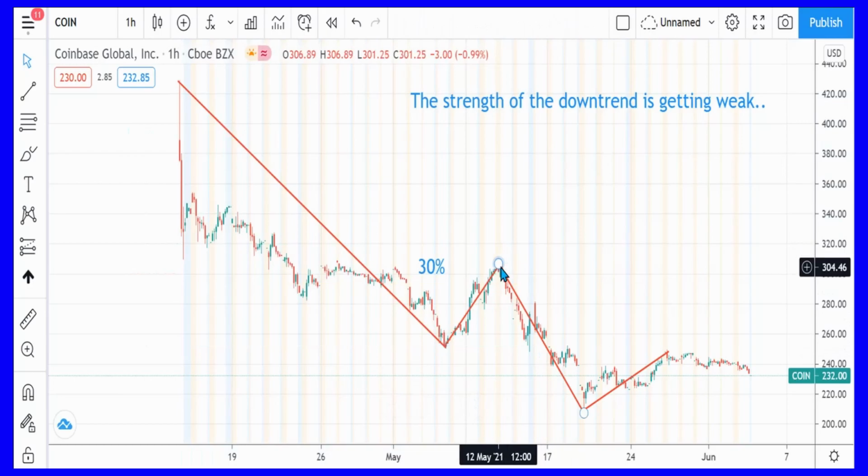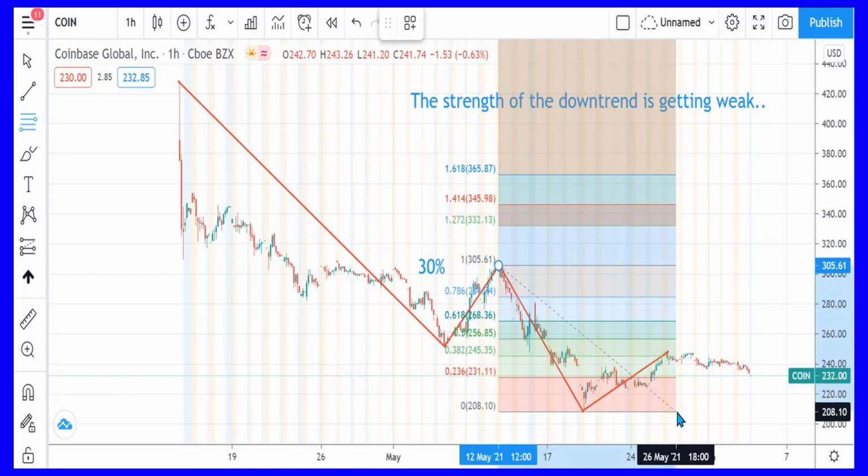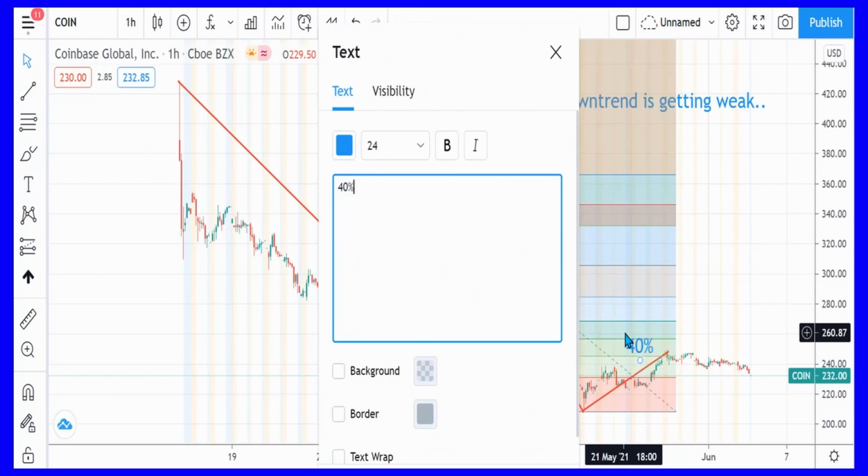Next is the second round. Sellers are coming in, then the buyers are pushing up. Then we will take this Fibonacci retracement and look at how much they managed to push up. Now they managed to push up more than 38%, maybe around 40%. It's slightly more than 38, so I will just round it to 40. So it's about 40%. They managed to pull up by 40%.